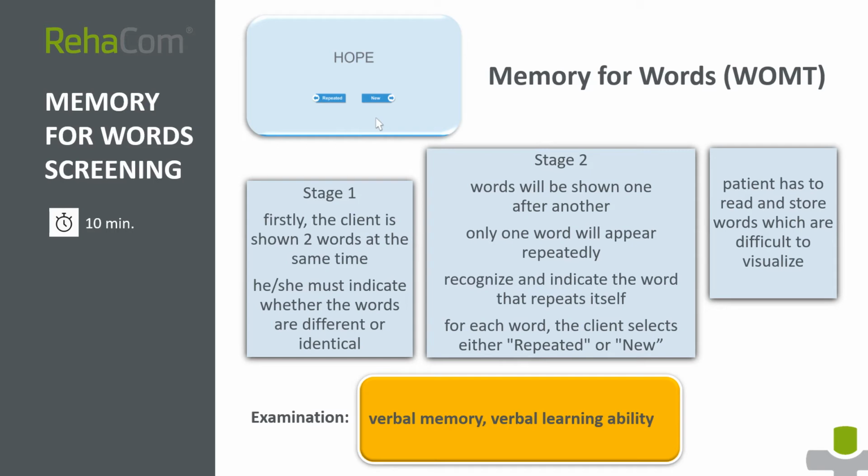In the second stage, the actual test, the client has to recognize recurring words. The client will be shown one word at a time on the screen. He/she must indicate whether this is the first time the word has appeared or whether it has already appeared before. This test requires the client's long-term memory. A Z and T value and percentile rank for the verbal learning ability will be calculated. For the rehabilitation of the affected abilities, the RehaCom therapy modules memory for words, figural memory, memory strategy training, or verbal memory are suitable.